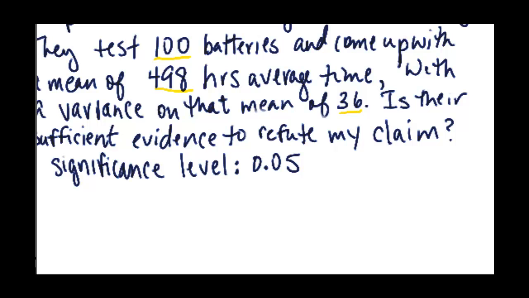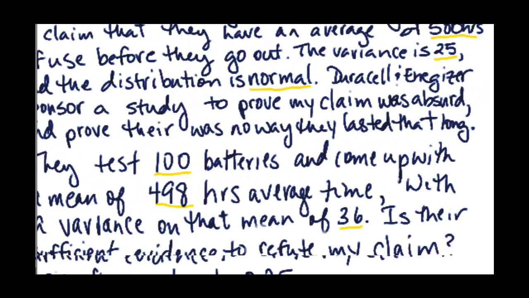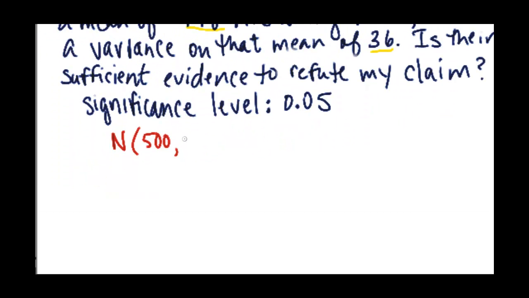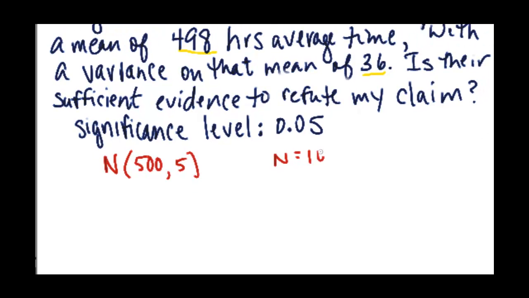All right, so let's write some stuff down. The population is normally distributed with a mean of 500 and a variance, I believe, of 25. Yes. So the standard deviation is the square root of that, which is 5. Then we have a sample that has 100 batteries in it, and x bar, whatever you want to call it, was 498. And it had a standard deviation on that mean of 36. Alright, so that's basically everything that we need.